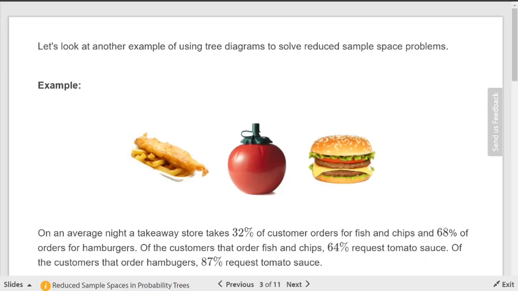Okay, so, all right? So that gives you the information to draw your tree. You've got either fish and chips and burger, right? That's the first set of branches. And the second set of branches is going to be what? Yeah, with sauce or no sauce. Okay? Off of both of those. Everybody okay with just making a basic tree? All right.